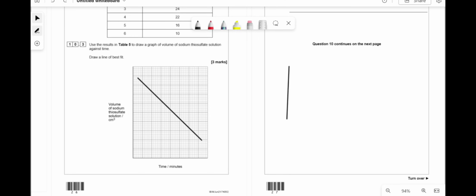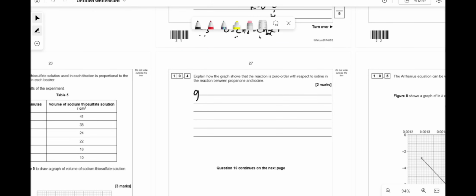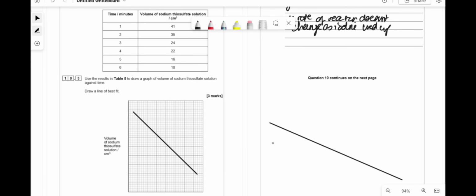If it was infinitely dropping, it would be going like this, obviously. And because it's going this way, the steepness is the same, so it's constant throughout. So in this case, the gradient is constant. So the rate of reaction doesn't change as iodine's used up. Because obviously as the reaction goes on, iodine drops. So if it were to have an effect, then this line would be a curve. Because when you have a curve, it means the gradient's changing.